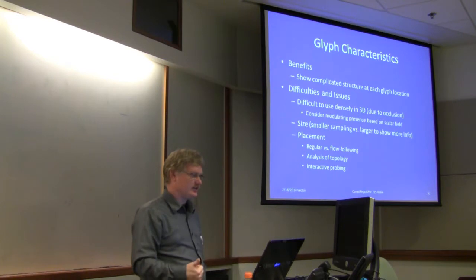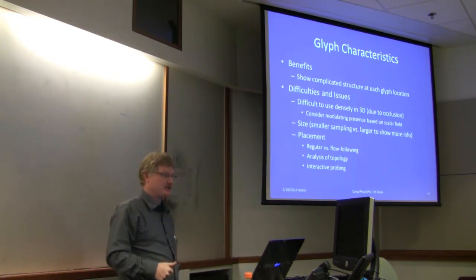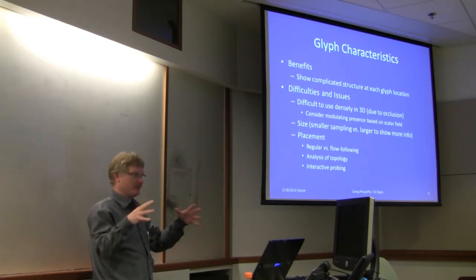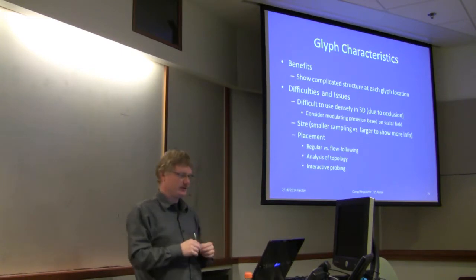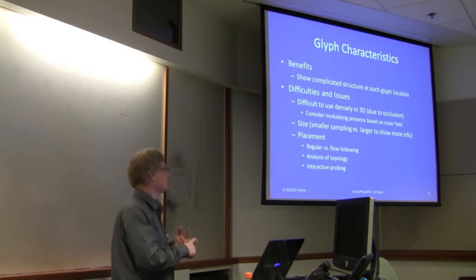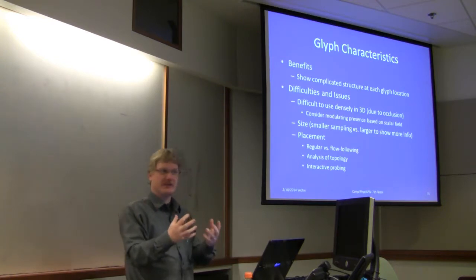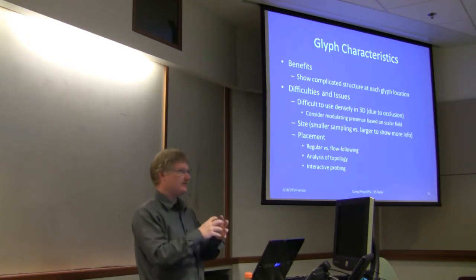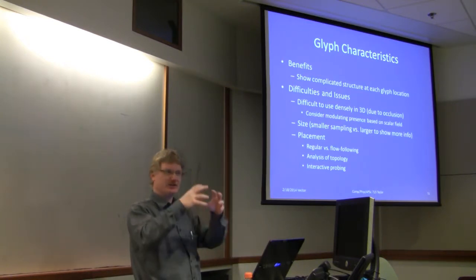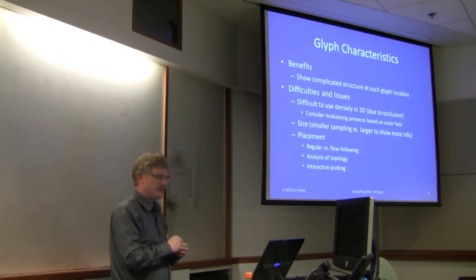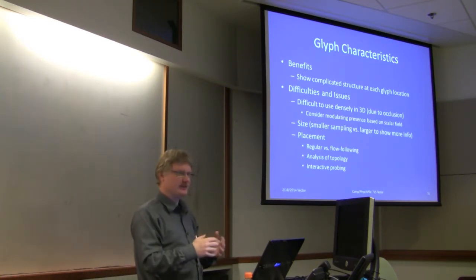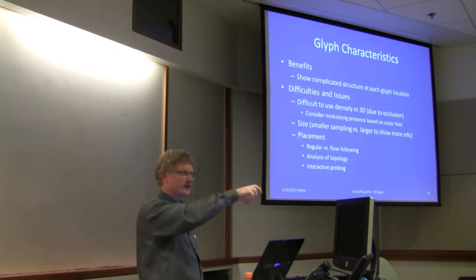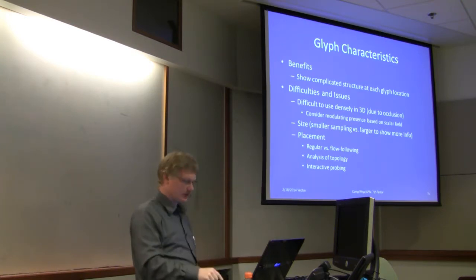All right, so glyphs. You can show complicated structure at each glyph location. They're hard to use in 3D. We saw the glyph cube, when they were completely dense, you saw the outside of the cube, and that was all you could see. So you can modulate their presence based on some scalar field, so they only show up when the things I care to look at are present. The size is a trade-off. If you make them big enough to see their complex shape, then you can't put them very densely. And then the question is, what's the best placement? Interactive probing is one very good way of moving a glyph around, especially for the flow probe, to see what's going on in the scene.